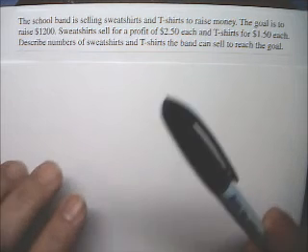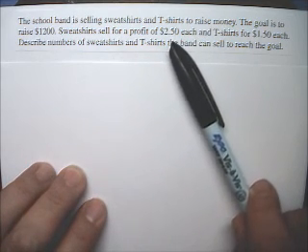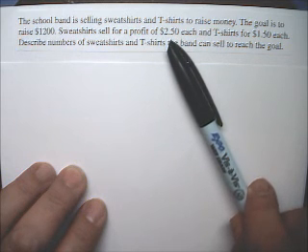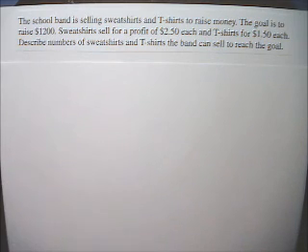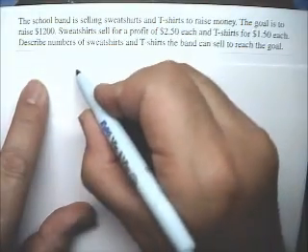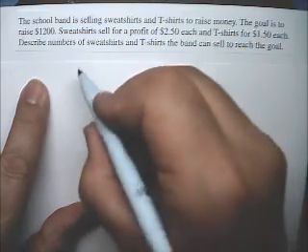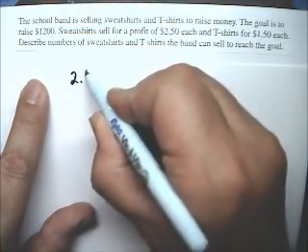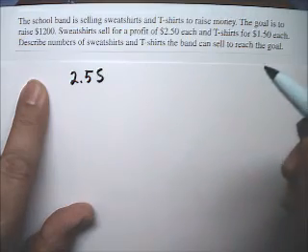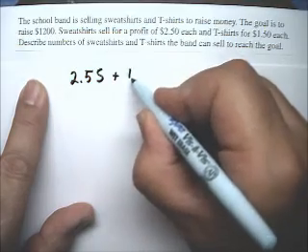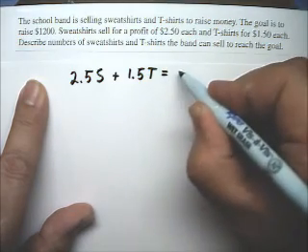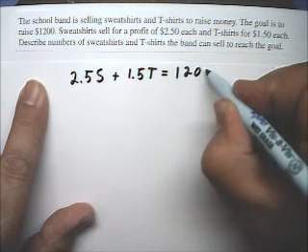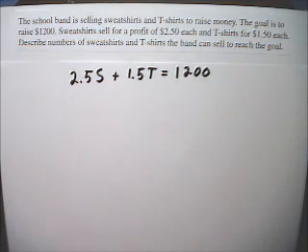So we'll make up an equation, and it's $2.50 each, so we'll be multiplying that times the number of sweatshirts, that's the profit, and $1.50 each on the t-shirts, so we'll be multiplying t times $1.50. So this is going to be, and I'm just going to use 2.5, I'll say the number of sweatshirts is S, and we're going to add to that $1.5 for each t-shirt, and altogether that has to equal $1,200.